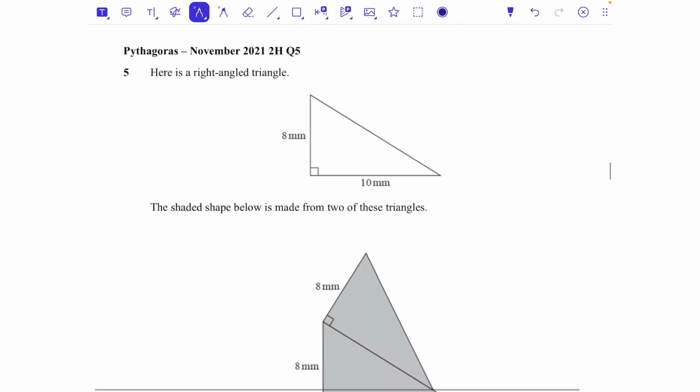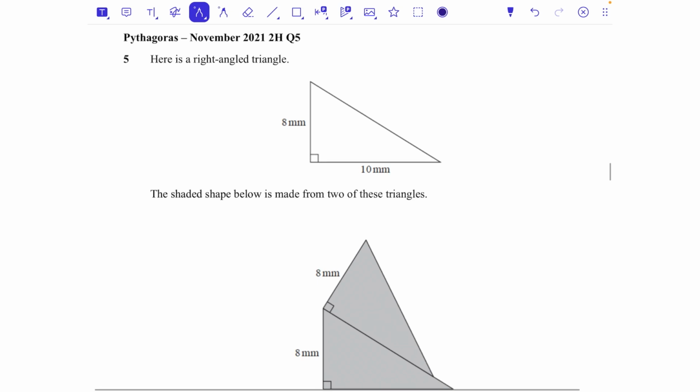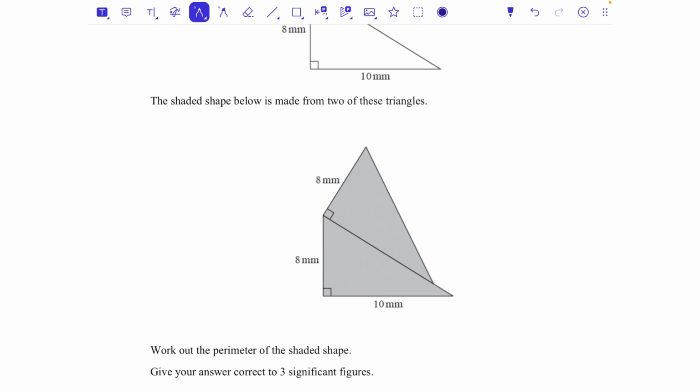Next topic, Pythagoras. So question number 5, here is a right angled triangle. The shaded shape below is made from 2 of these triangles. Work out the perimeter of the shaded shape. Give your answer correct to 3 significant figures. So I know that I need the distance around the outside. I need this bit, and I also need this little bit here. I need the 10 here, the 8 here, and the 8 here. So the distance all around the outside of the shape.